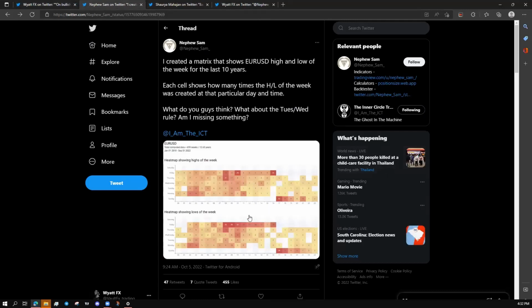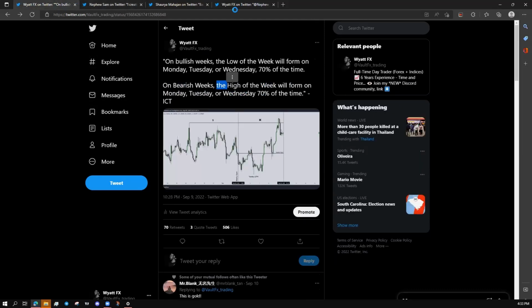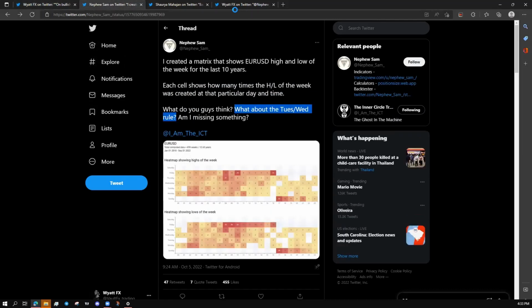So in this diagram right here, we have data compiled over 10 years, tally marking, or basically counting, what days and how many times the high and the low of the week were formed. Now, there's something in here that wasn't accounted for. And that's really important if we're trying to disprove or prove the Tuesday, Wednesday rule, or the Monday, Tuesday, Wednesday rule, which is what we talked about right here. The problem with this data is that it doesn't take into account whether the week is bullish or bearish. And I'll tell you why that's a problem.